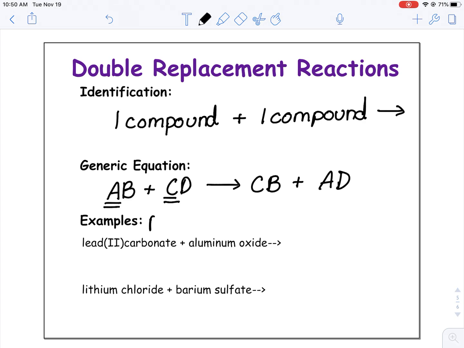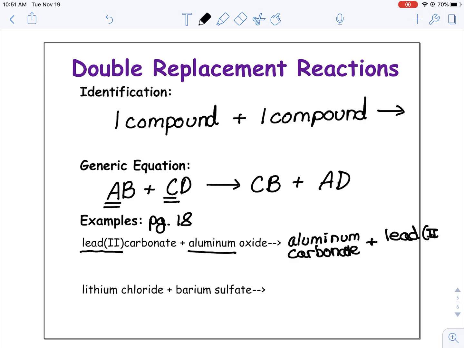The examples for this one are also on page 18 in your packet, okay? So if you have a transition metal or a metal with a Roman numeral, that Roman numeral goes with that lead, in this case, to the other side. So in this double replacement, I'm going to flip-flop aluminum and lead 2. So in the products, you're going to have aluminum carbonate plus lead 2 oxide.